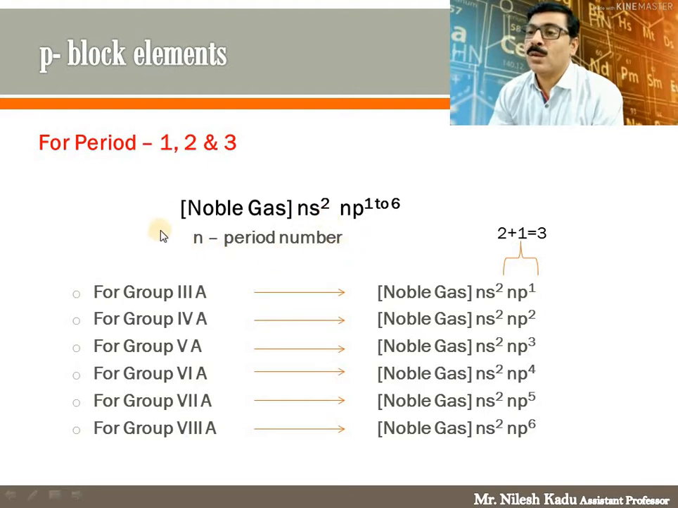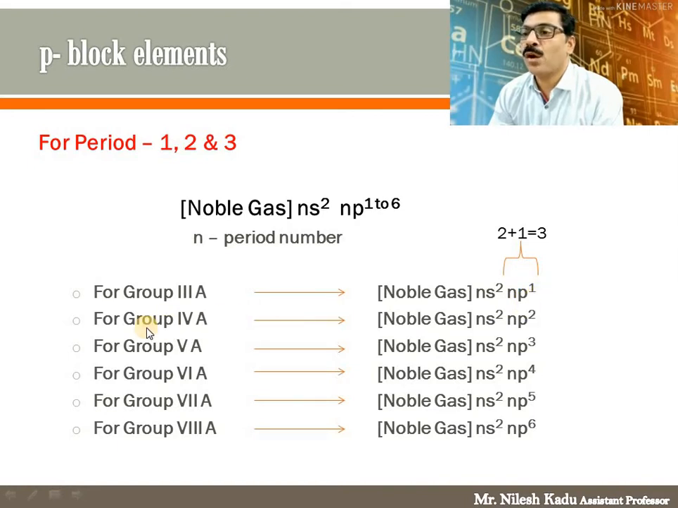Now on the basis of this general valence shell electronic configuration, you can easily write the valence shell electronic configuration for group 3rd A, then 4th A, 5th A, 6th A, 7th A and 8th A. For 3rd A, first you write the noble gas, then ns2 np1, and here the electrons in the valence shell are 2 plus 1, equal to 3, and 3 is the group number, that is 3rd A.